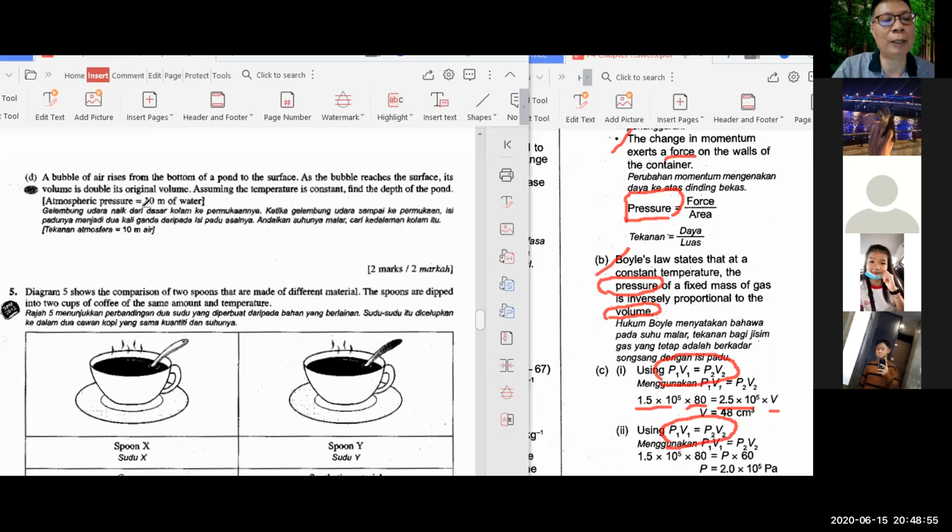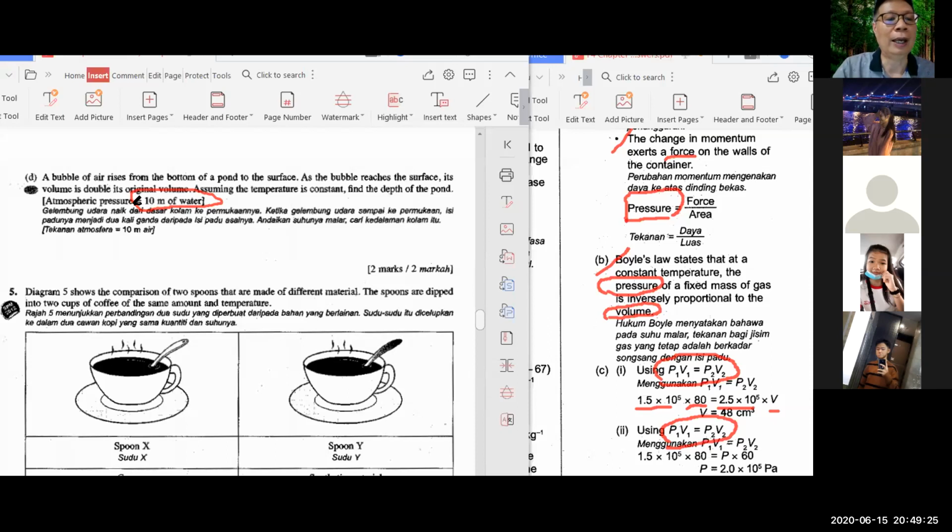Atmospheric pressure is 10 meters of water is given. So now, how are you going to find the depth? In this question, you're going to put like this lah. At the bottom of the pond, the volume is V, 1V. Because no value given, so you put an alphabet, V. When it goes up to the surface, the volume is double, so you put 2V.